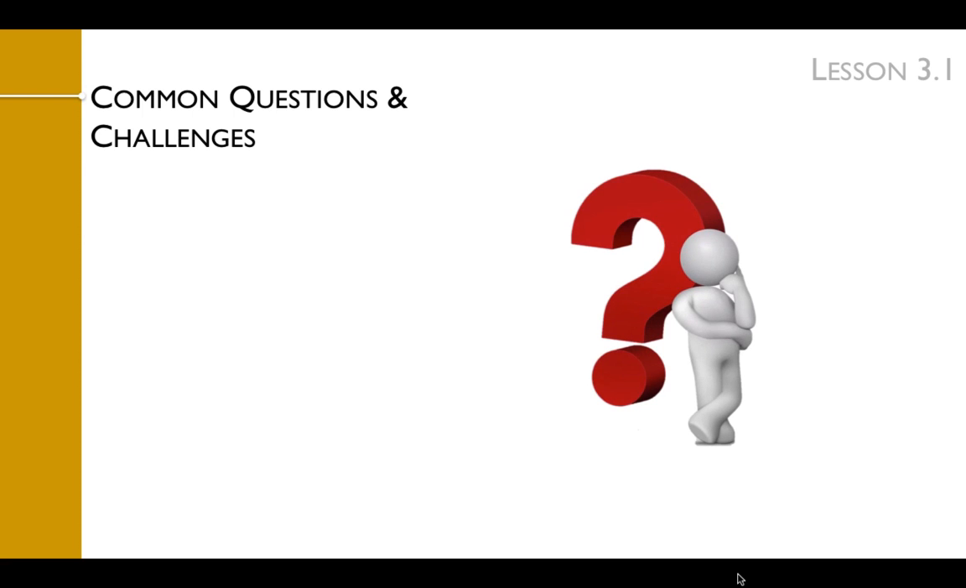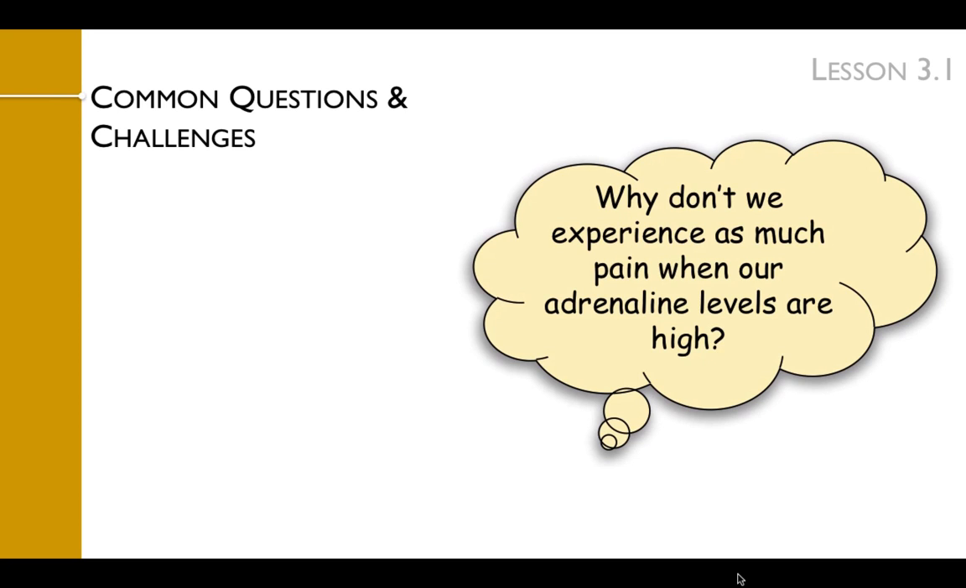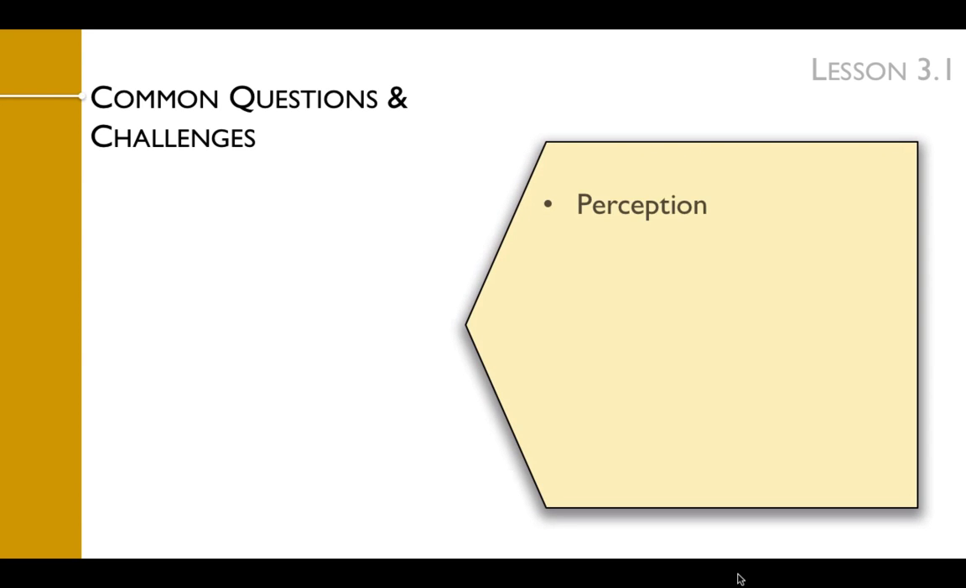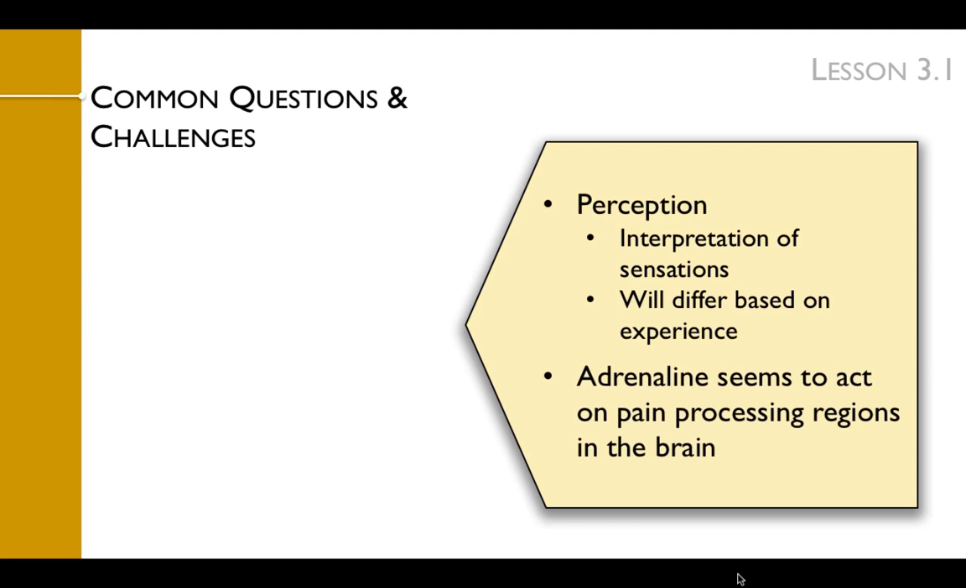Students often ask for more details about pain perception and why we each experience pain differently. You can find more in the teacher primer, teacher manual, and student workbook. One of the most common questions teachers get is, why don't we experience as much pain when our adrenaline levels are high, like after an accident or during a sporting event? The answer here links back to the key of the day. It's all about perception, which is the interpretation of our sensations, and that will differ based on experience. Also, adrenaline seems to act on pain processing regions in the brain, so it's yet another factor that can modulate our perception of pain.